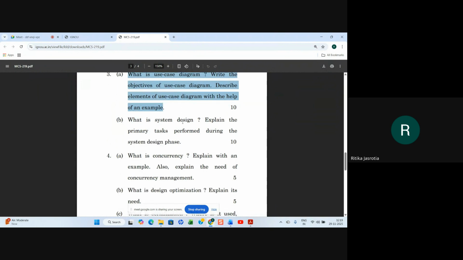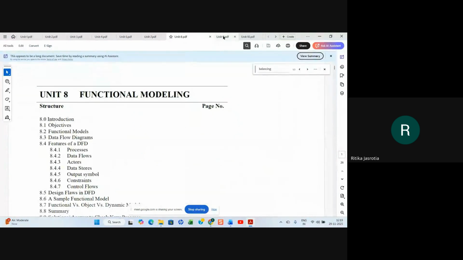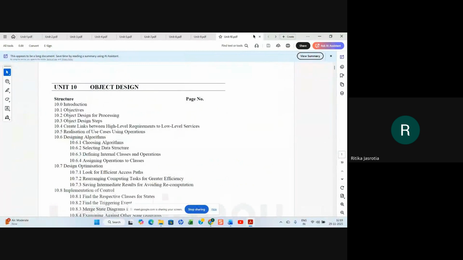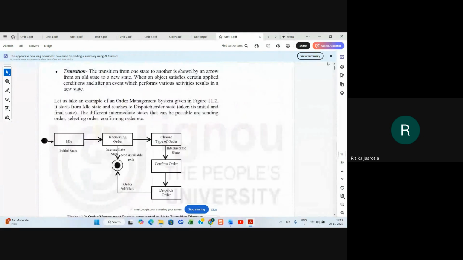What is system design? Explain the primary tasks performed during the system design phase. So system design is, I think, in this part.